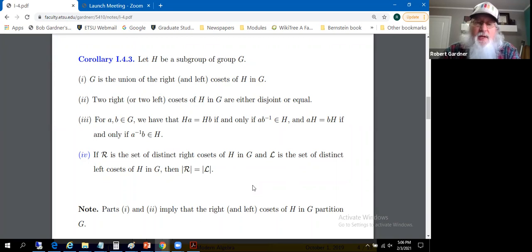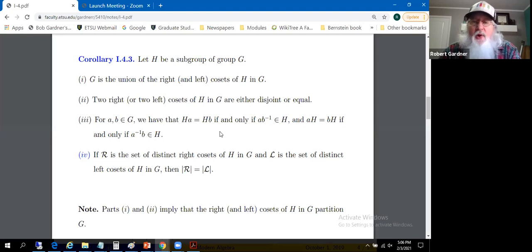A partition is taking a thing, a set, and breaking it into a bunch of pieces, where everything in the original set is in one of the pieces, and the pieces are disjoint. So everything's there, and the pieces are disjoint. That's the very definition of a partition, and that's exactly what we're getting here. Everything is there, and the pieces are disjoint.